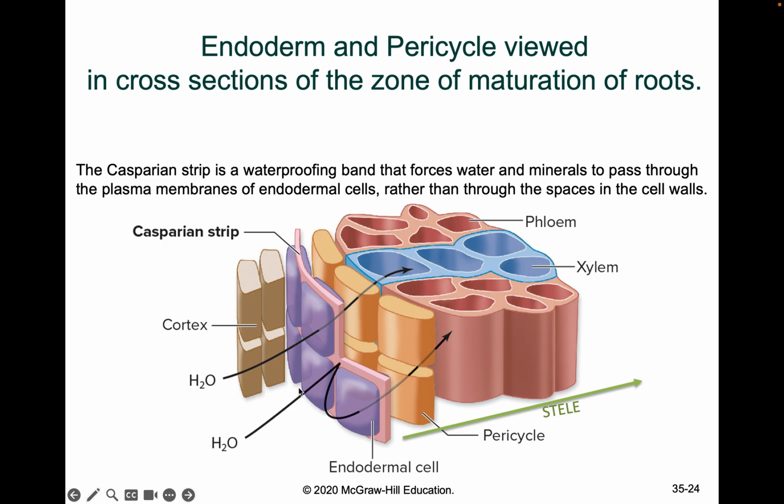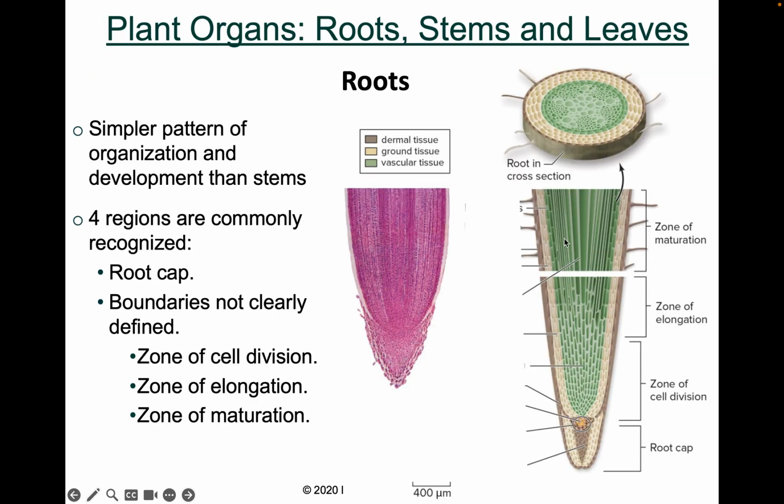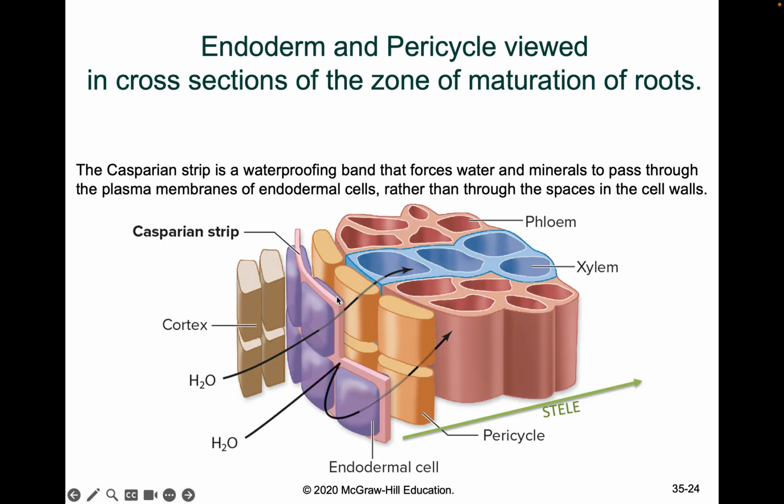This is how the zone of maturation looks, where these cells have now matured. You have the phloem, the xylem, the endodermis, and the cortex, which is made of the epidermis, and then the pericycle, which is mostly in the ground tissue. So this is just a graph representative.